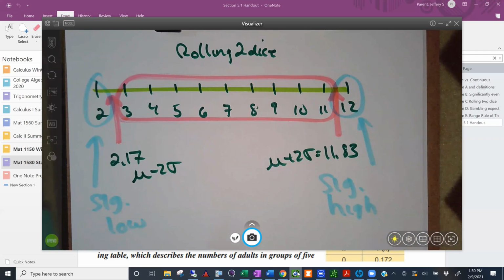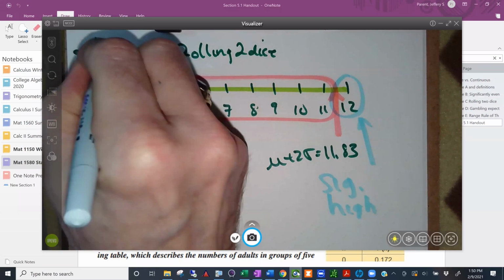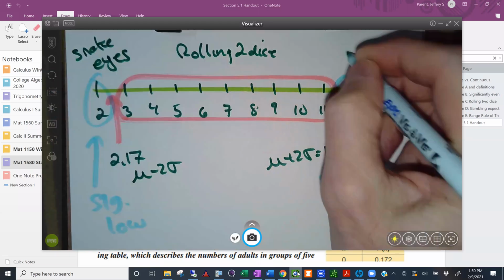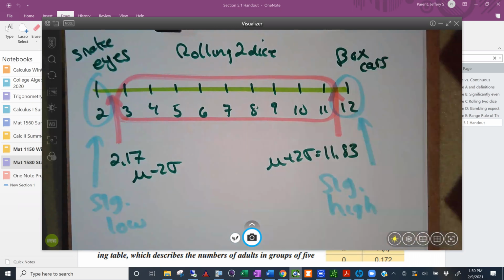So the atypical rolls with a pair of dice are a 2 and a 12, so-called snake eyes and boxcars, if you're ever at the casino.